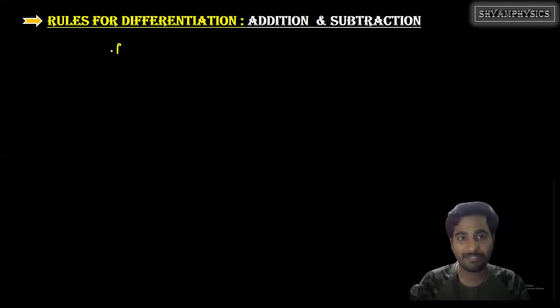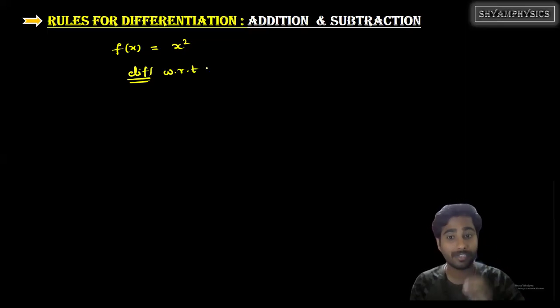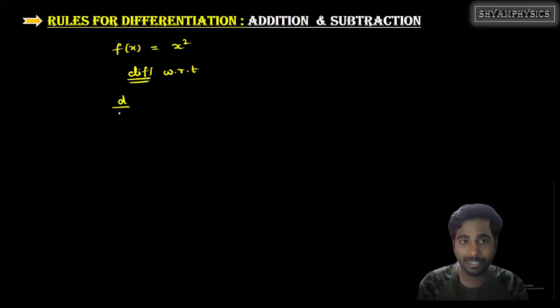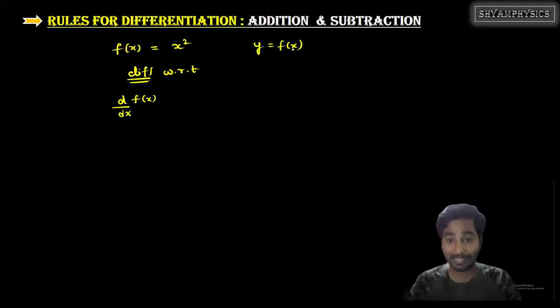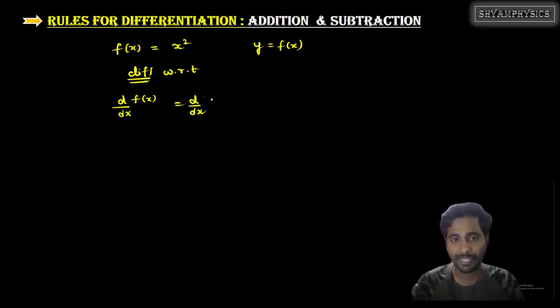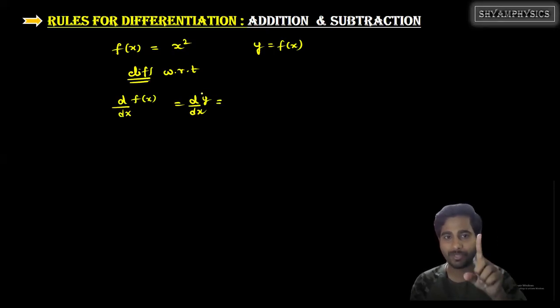For example, if there is a function f of x equals x square, I want to differentiate this with respect to x. If the function is in x, the differential term also should be in terms of x. So I will write d by dx of x. Sometimes we write y is equals to f of x, the function. In that case, it is d by dx of y. Here the y value is x square.